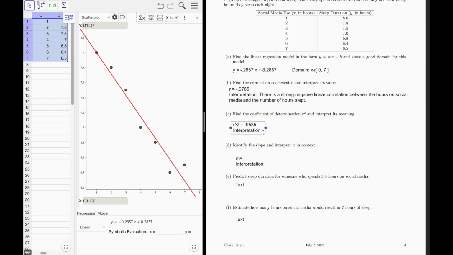Okay, now for r squared, that's our coefficient of determination, I would say about 95.35% of the variance for the sleep duration is explained by the change in the hours of social media use.